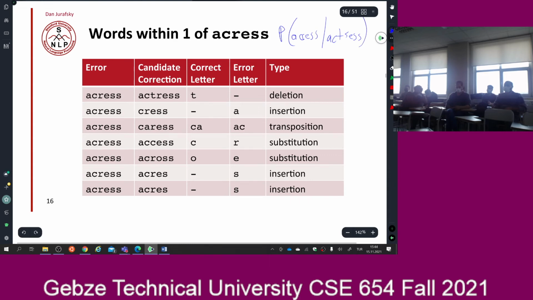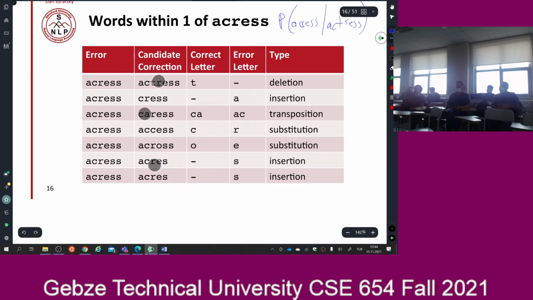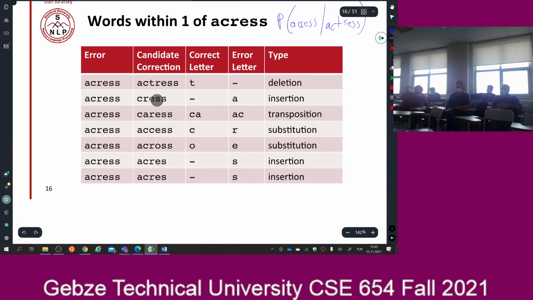Or given cress, these are all words in the English dictionary. Given cress, what is the probability of my observing acress? An insertion, just insert A. And then there is this transposition. It looks like somebody just switched the order of A and C. Again, substitution: I wanted to type one letter, but I did this, so I'm going to replace CA with an R, etc. So deletion, insertion, transposition, substitution, insertion, and insertion.